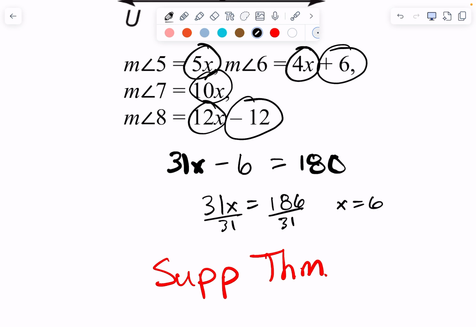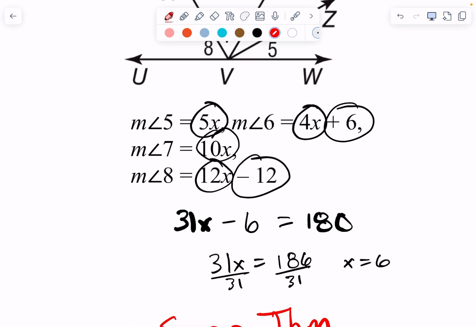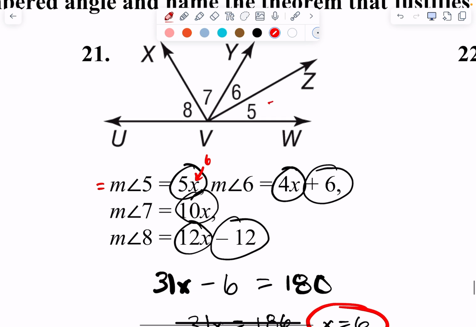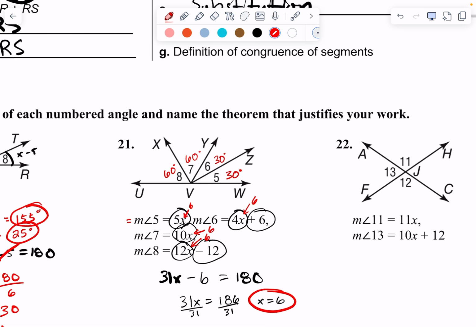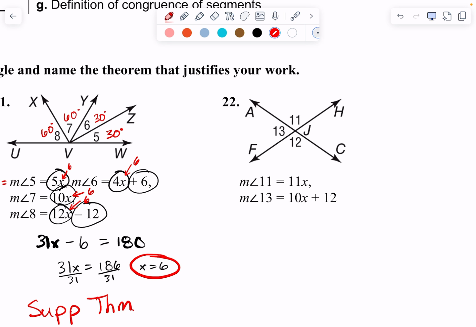Okay, but then we've got to plug them all back in. If I plug 6 in, angle 5 is 30 degrees. I'm going to label them here. Angle 6, if I plug 6 in, 4 times 6 is 24, plus 6 is also 30. If I plug 6 in here, angle 7 is 60. If I plug 6 in here, 60 also? Yeah, there you go. Okay, supplement theorem. All right.